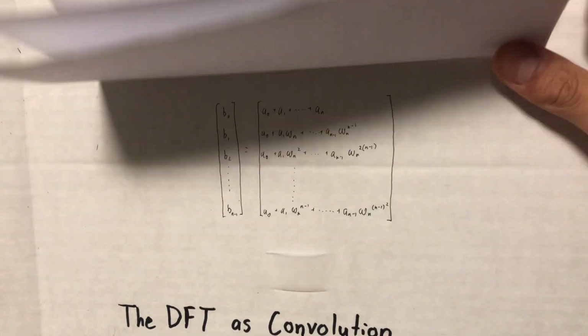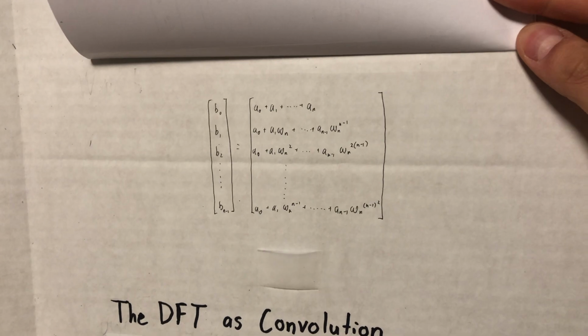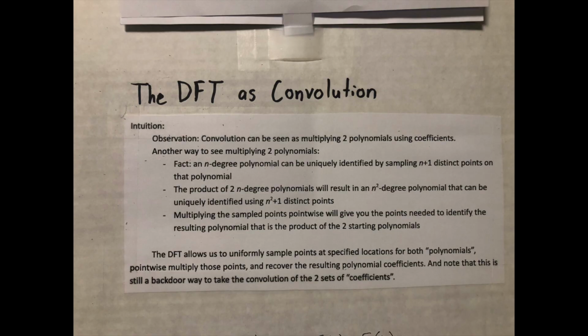Now, stepping away a little from the numbers and symbols, we look at the discrete Fourier transform and its intuition and how it connects with the idea of convolution. Now, I'll make a little bit of a broad observation that convolution can be seen as multiplying two polynomials using their coefficients. However, this can be easily seen through multiplying two polynomials using the distributive property and comparing the result with taking the convolution of the two sets of coefficients.